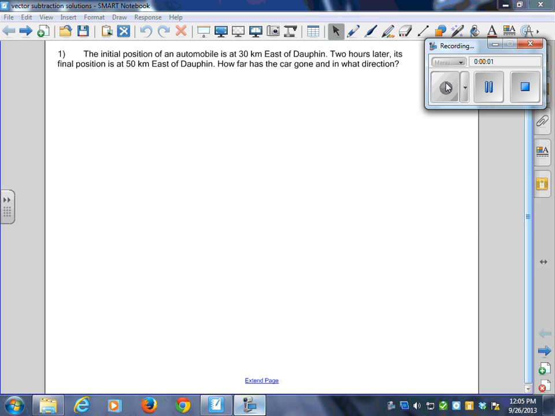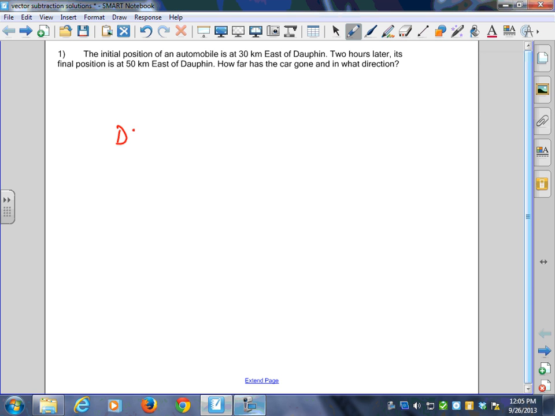All right, so I'm going to spend a little bit of time here looking at some of the solutions to vector subtraction. Now this first one here, the initial position of an automobile is at 30 kilometers east of Dauphin. Let's just put a little mark here. Here's Dauphin. 2 hours later, it's at a final position, and it's 50 kilometers east of Dauphin. How far has the car gone, and in what direction?